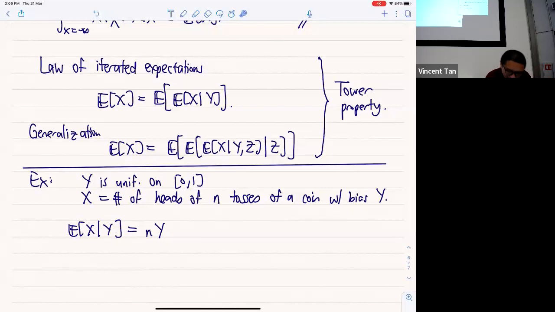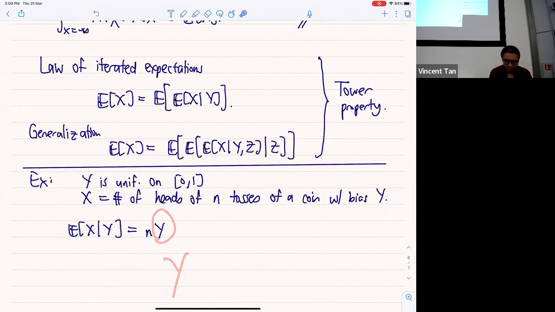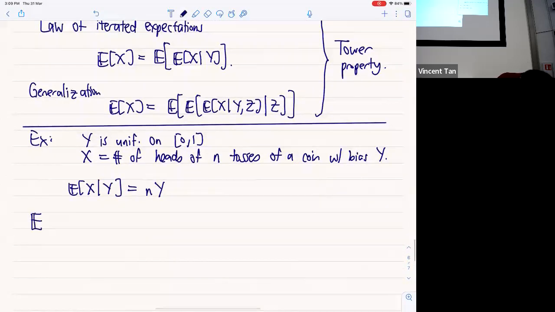Okay, so let me ask everybody, including Liao Xue, one more time. If Y is equal to 0.2, so the coin has bias 0.2, how many heads do I expect? I expect 0.2 times n heads, right? Of course. So if the probability of heads is capital Y, then this is also capital Y multiplied by n. Now let us try to use the law of iterated expectations to find the expected value of X, the total number of heads in n tosses of a coin with random bias.